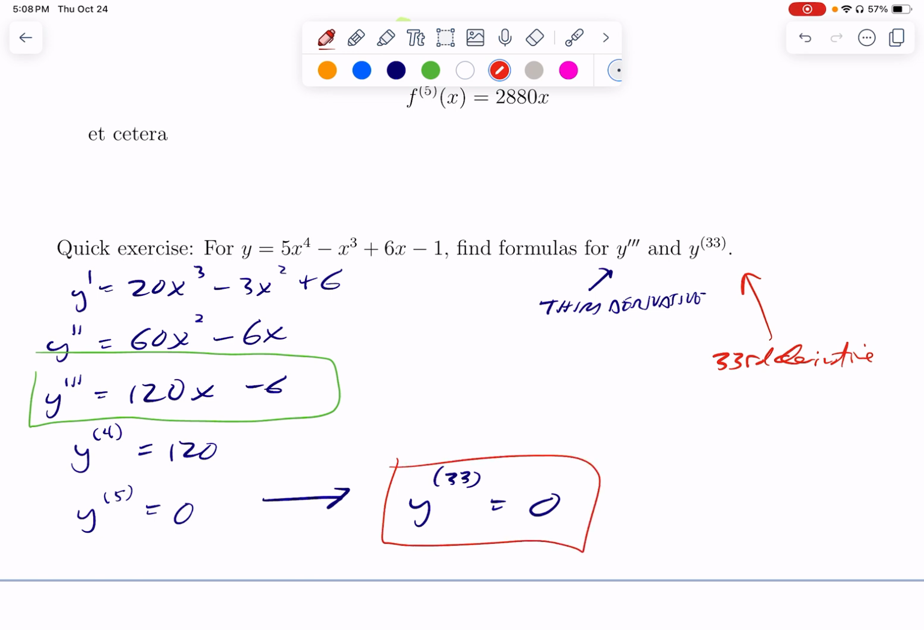Anytime you start with a polynomial, eventually your derivatives turn into 0. And the number of derivatives you need is 1 more than the degree. So we started with something of degree 4. We needed 5 derivatives to turn it into 0. So this is relatively straightforward. You need to know what this notation means and be familiar with the vocabulary, but it's not hard.